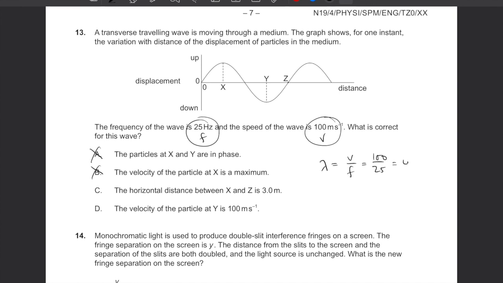And we can see that, okay, that means that X to Y is half a wavelength, Y to Z is a quarter of a wavelength. So yes, we are going to get a distance from X to Z as 3 meters. That's the correct answer, and therefore the velocity of the particle at Y is not 100 meters per second. That's the speed of the wave.